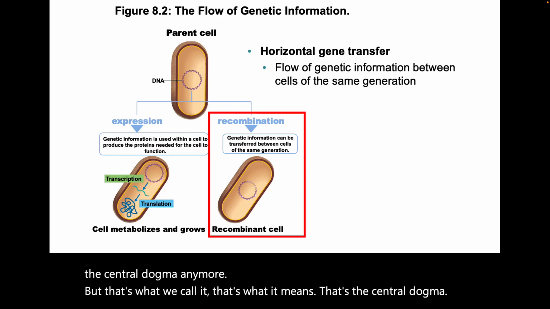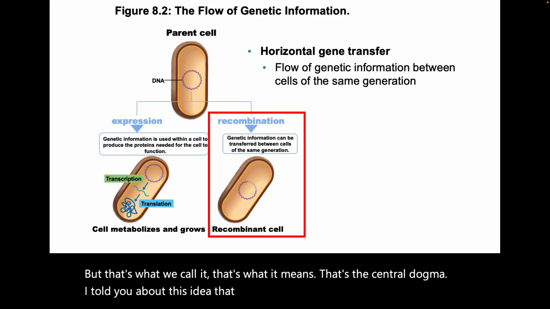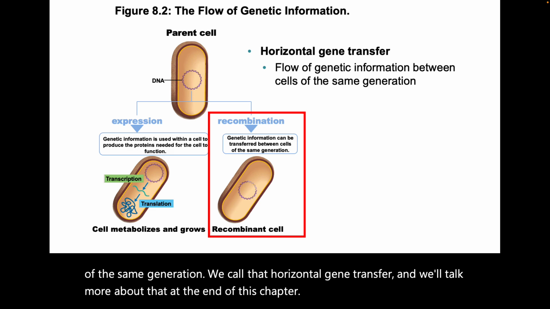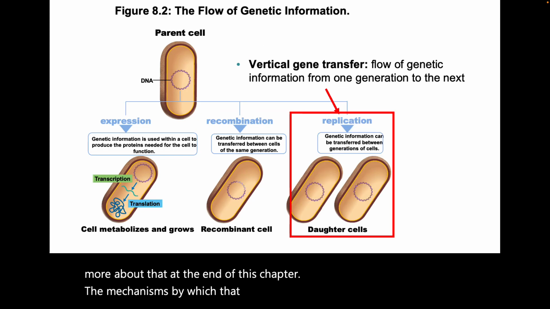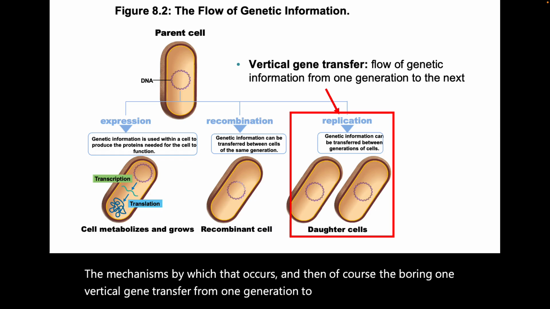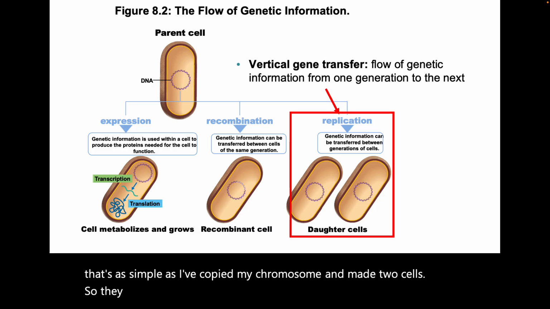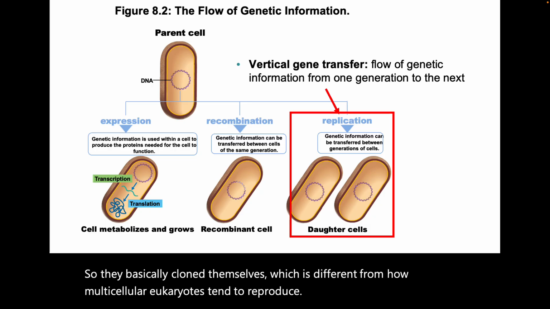I told you about this idea that microbes can share genetic material with members of the same generation. We call that horizontal gene transfer, and we'll talk more about that at the end of this chapter, the mechanisms by which that occurs. And then, of course, the boring one, vertical gene transfer from one generation to the next. In bacteria, that's as simple as I've copied my chromosome and made 2 cells. They basically clone themselves, which is different from how multicellular eukaryotes tend to reproduce. Most of them.